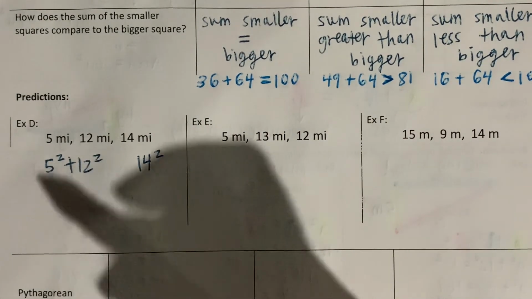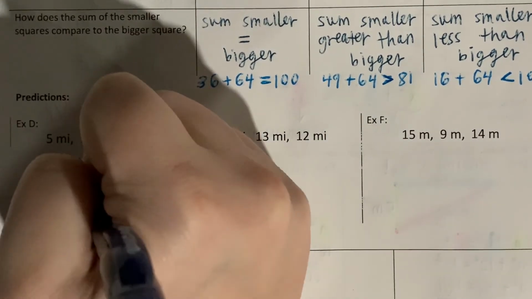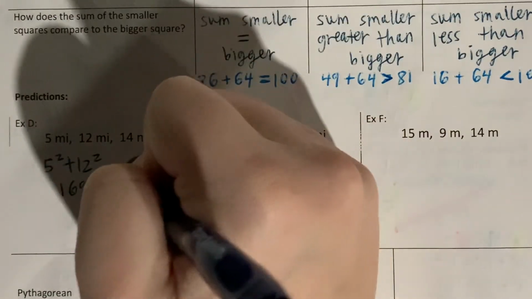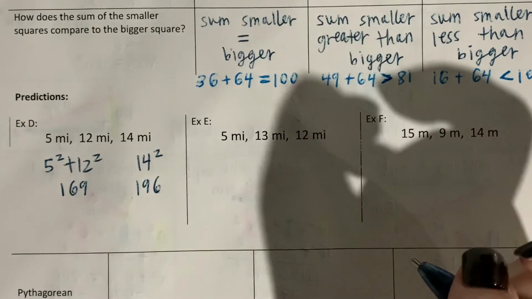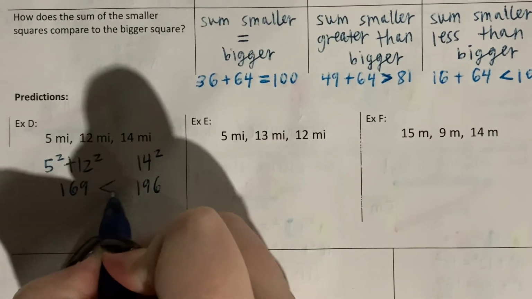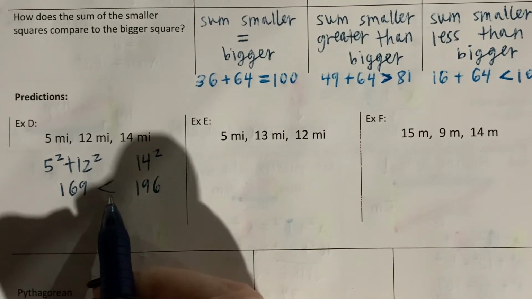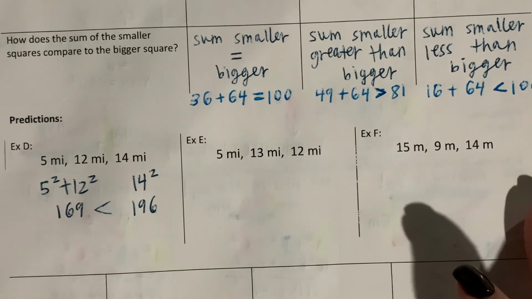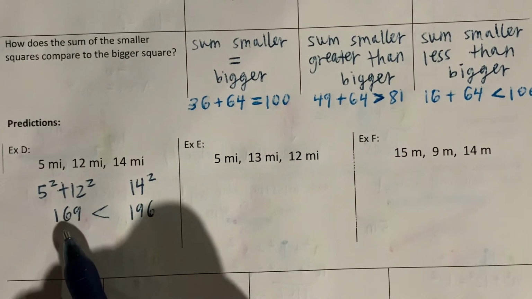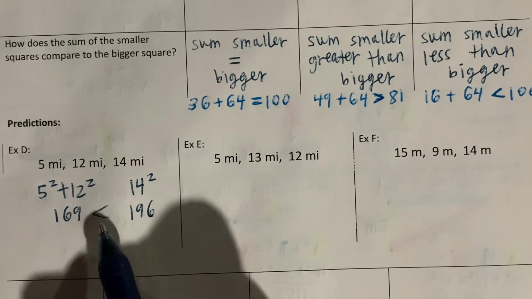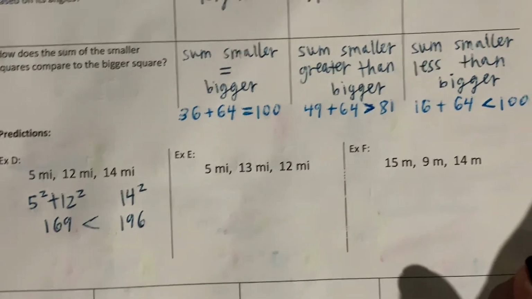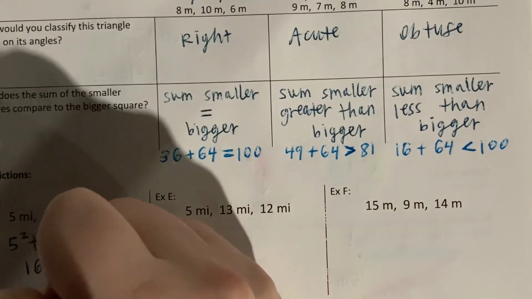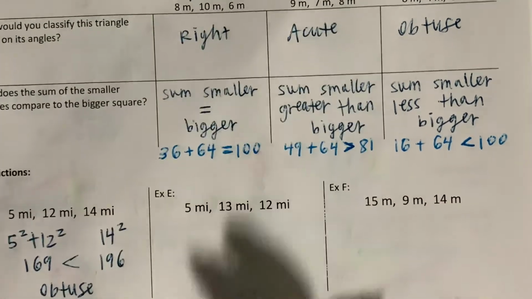When I do 5 squared plus 12 squared, I get 169. And when I do 14 squared, I get 196. And so we can notice 169 is less than 196. And if we look up here at the top, here we're saying that the sum of our smaller squares is less than the bigger square. And we classified that as obtuse. So this would be an obtuse triangle.